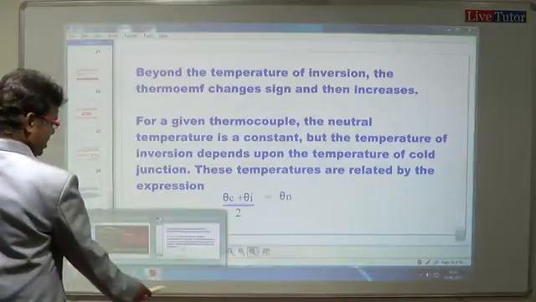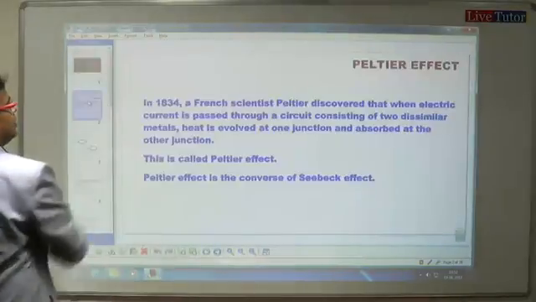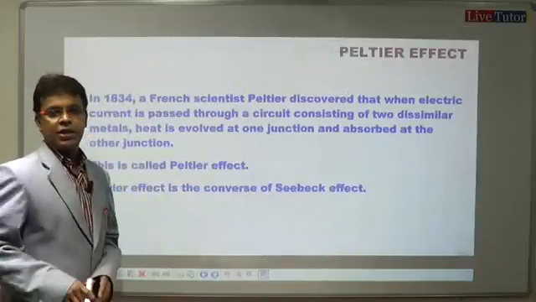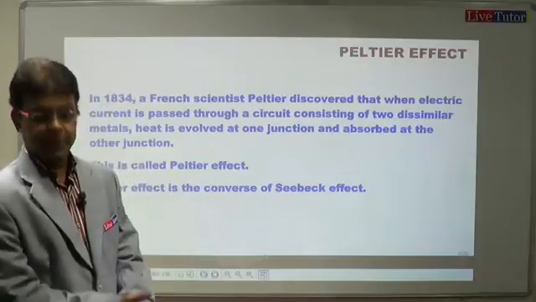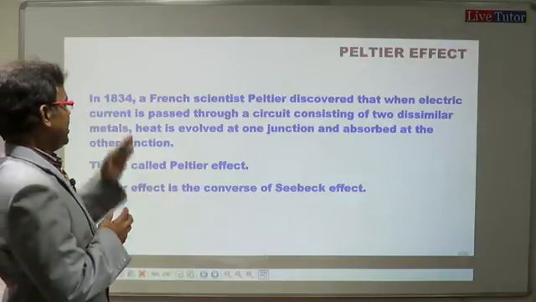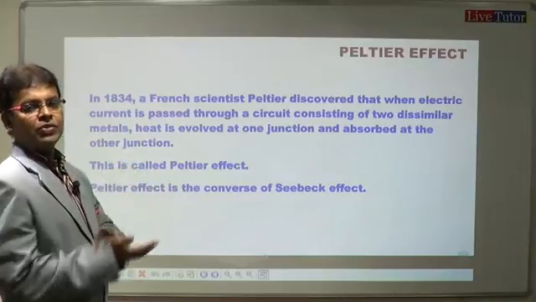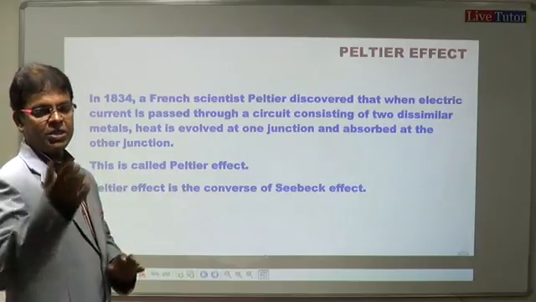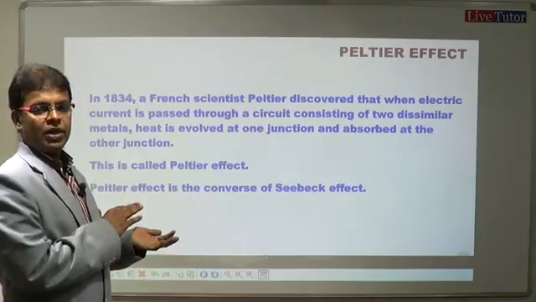The next one is the Peltier effect. So far we have seen about the Seebeck effect. The next one is the Peltier effect. Here it is something like converse of Seebeck effect அப்படினு சொல்லலாம். Reverse converse effect இதெல்லாம் படிச்சிருப்பீங்க. தியரம்லாம் மேத்ஸ்ல படிச்சிருப்பீங்களா? அது மாதிரி Seebeck effect உடைய converse அப்படினு சொல்லலாம்.